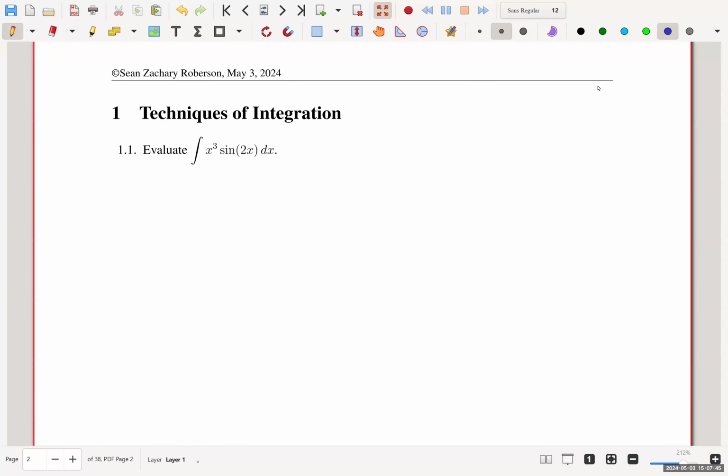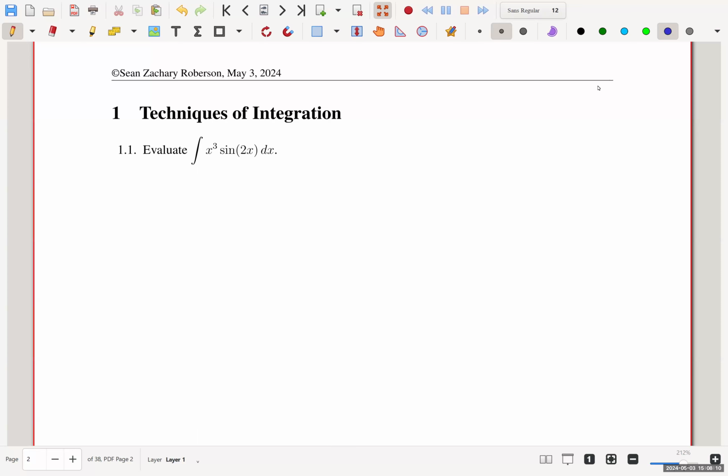We have this one here, x cubed sine of 2x dx. We have a product of functions. Now, of course, a lot of the integrands that we worked with had products, but this is a particular kind of product that lends itself well to one technique. So I'm going to ask you to remember a thing. What was the very first brand new integration technique that we learned in this class? The very first brand new one.